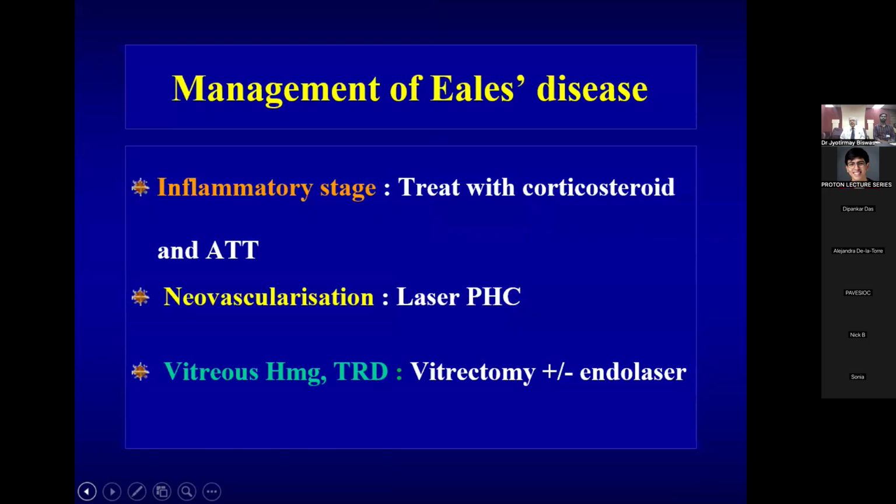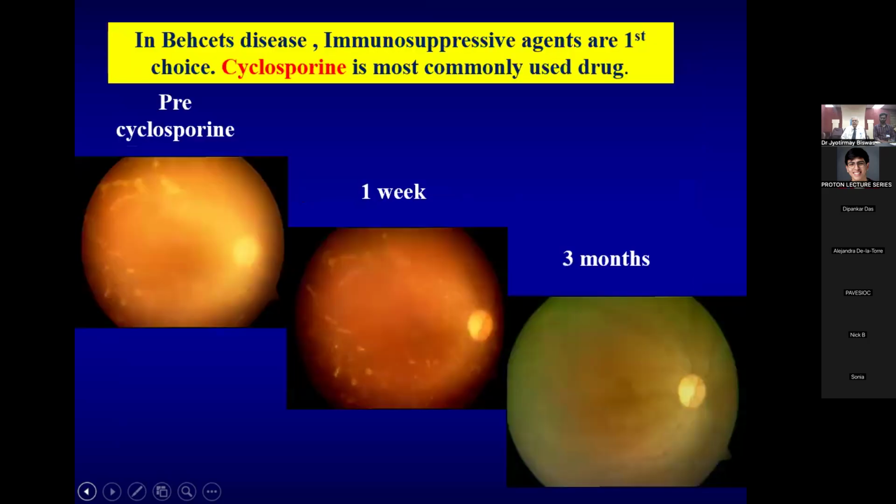In the inflammatory stage in management of Eales disease, treat with corticosteroids and antitubercular treatment, which you have given. Antitubercular treatment is given for preventing the recurrence of retinal vasculitis. Neovascularization is treated with laser photocoagulation, and for vitreous hemorrhage and tractional retinal detachment, vitrectomy with or without endolaser. In case of Behçet's disease, we found immunosuppressive agents beneficial, and this is a case which responded to cyclosporine.